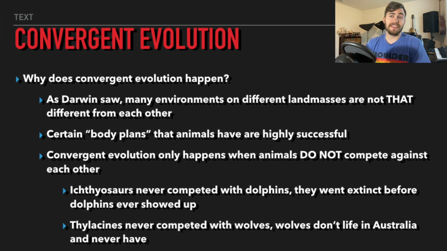So, for example, ichthyosaurs never competed with dolphins. Ichthyosaurs went extinct way before dolphins ever evolved on Earth. So that's why dolphins can sort of occupy the same niche currently that ichthyosaurs did in the past. And the Tasmanian tiger, the thylacine, never competed with wolves. Wolves never lived in Australia, and they never did in the past, they don't now.